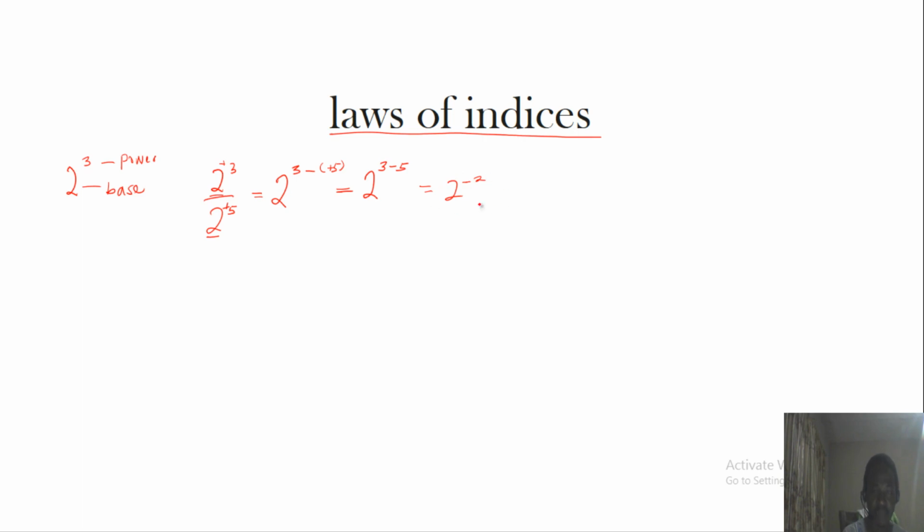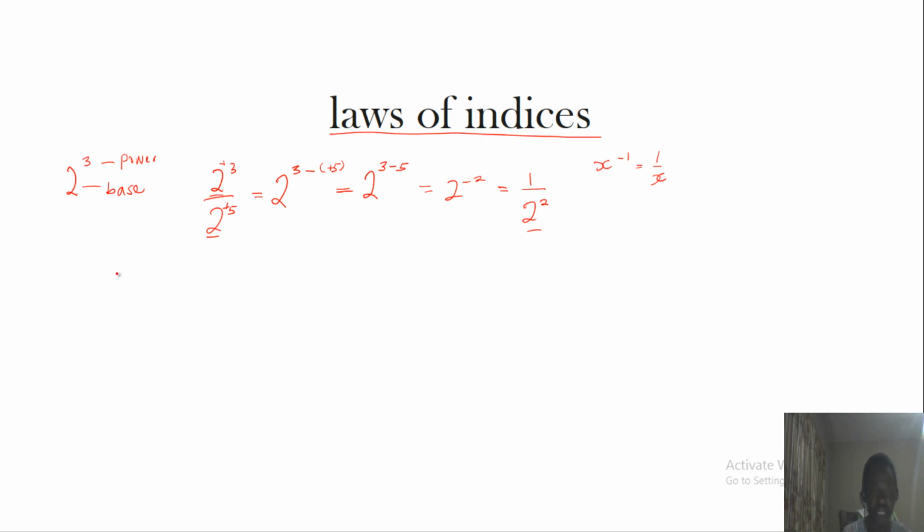And then this particular thing you can turn to its inverse, which is the same as 2 raised to the power 2. Just like x raised to the power minus 1 is the same as 1 over x. What has happened? The power sign will change from minus to plus. We need to understand that as well.